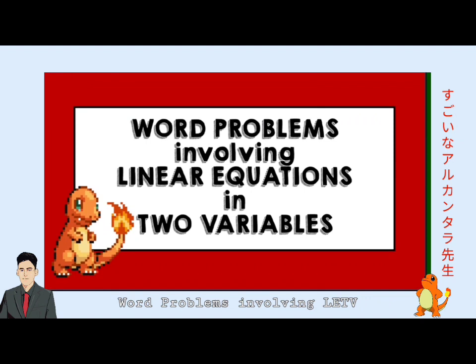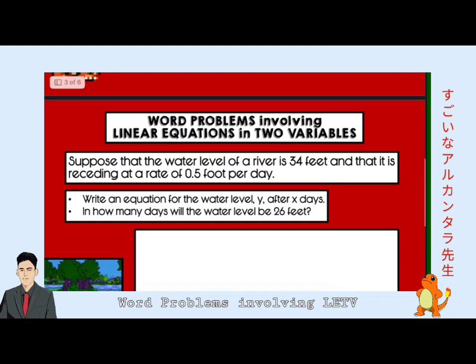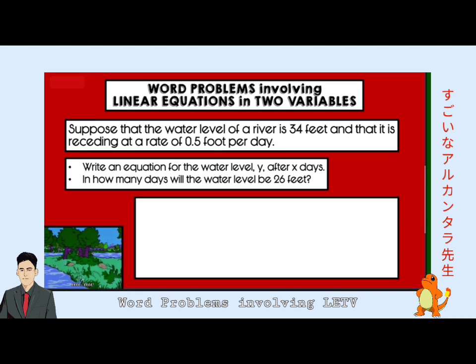Our first word problem is all about a certain river. Suppose that the water level of a river is 34 feet and that it is receding at a rate of 0.5 foot per day. Write an equation for the water level y after x days. In how many days will the water level be 26 feet? So we have here two things that we have to do.